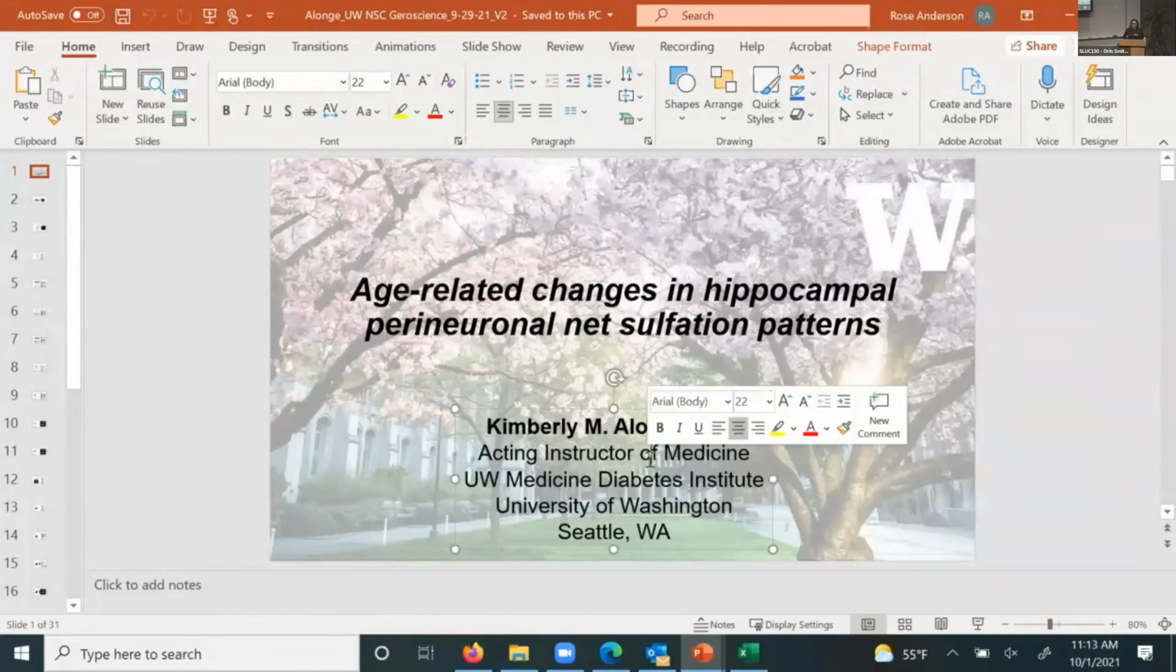I have to take my mask off or I fog my glasses up. So I get excited.